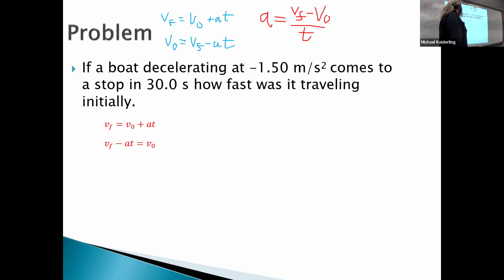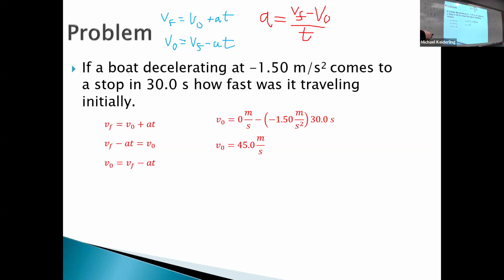We know the time, 30 seconds, and we know the acceleration, negative 1.5 meters per second squared. So our initial velocity is 0 meters per second minus negative 1.5 meters per second squared times 30 seconds. So that is 0 minus negative 45, which is positive 45. So 45 meters per second.